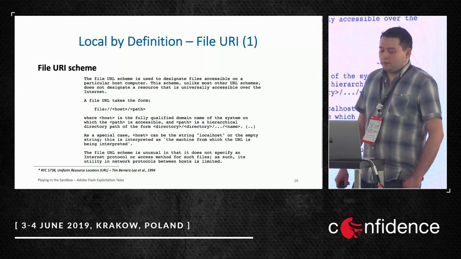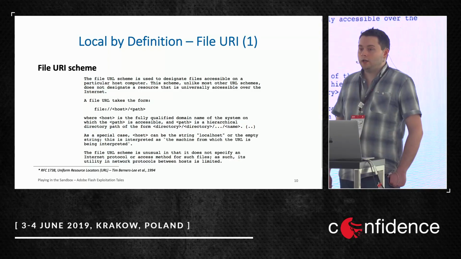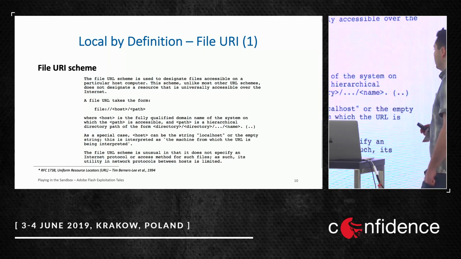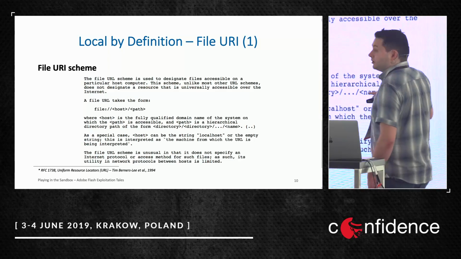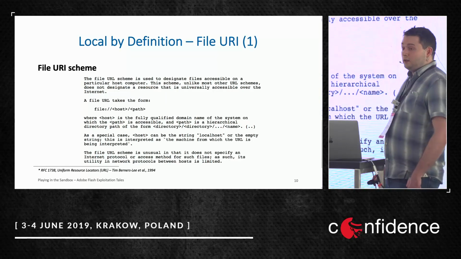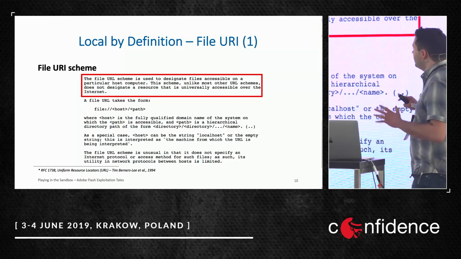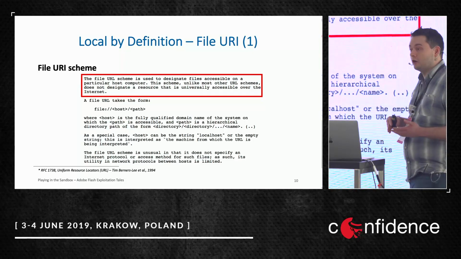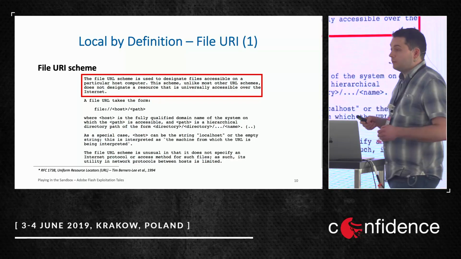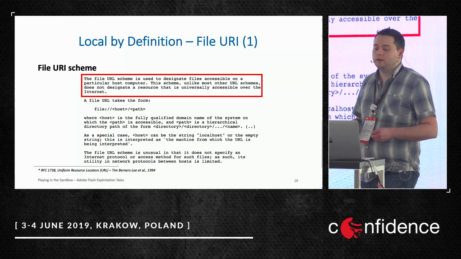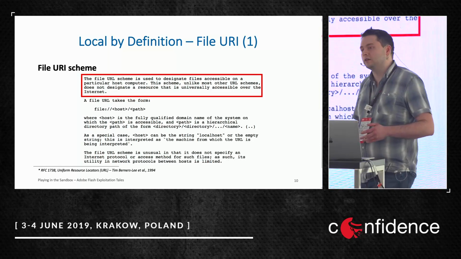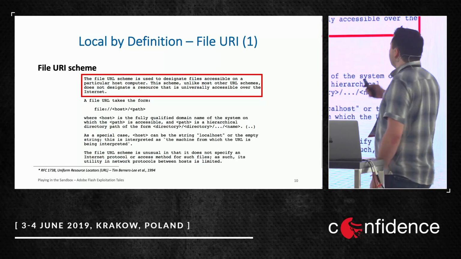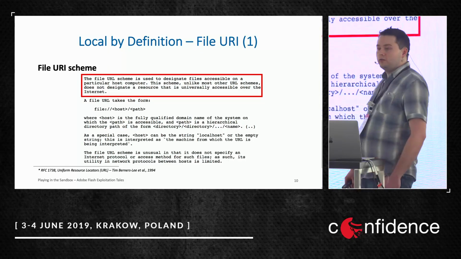So the other scheme that's being accepted by Flash is the file URI, and if you want to have a look at the definition, you have to go back all the way to 1994. This is actually the entire RFC, and the most important bit is already on top. It says that the file URL scheme is used to designate files accessible on a particular host computer, but this scheme, unlike most other URL schemes, does not designate a resource that is universally accessible over the internet. So this is quite an interesting exception because below you already see there's a host identifier in there.